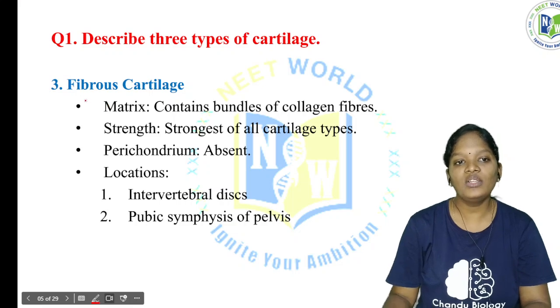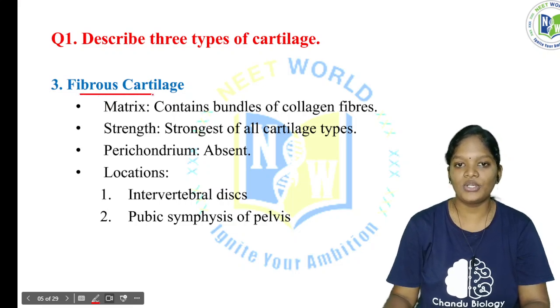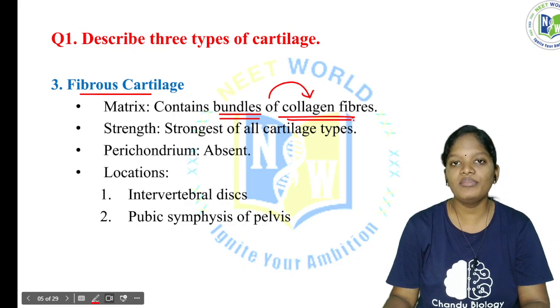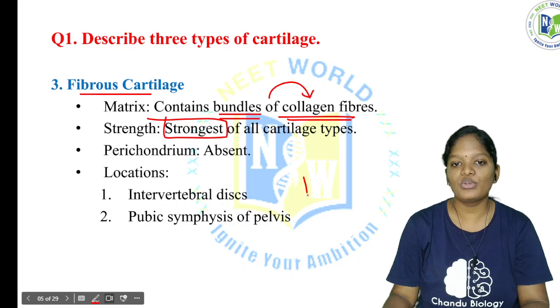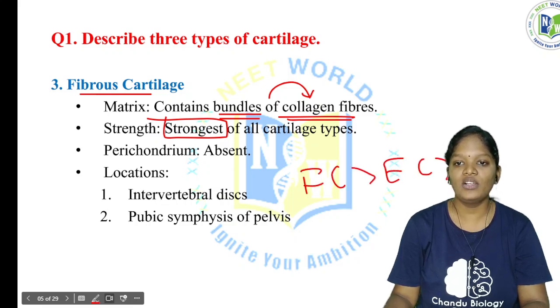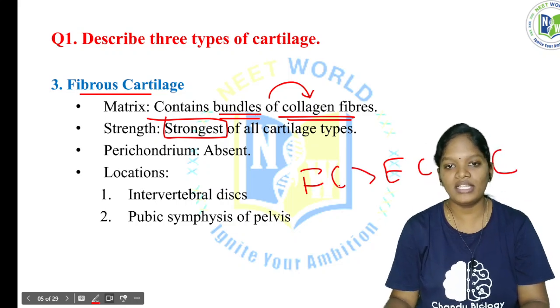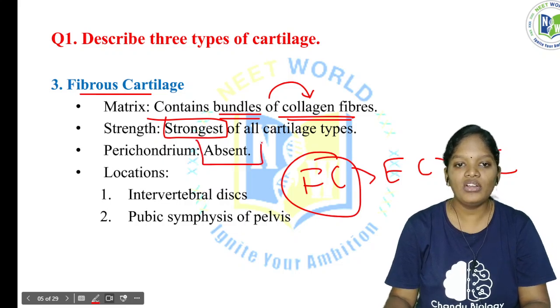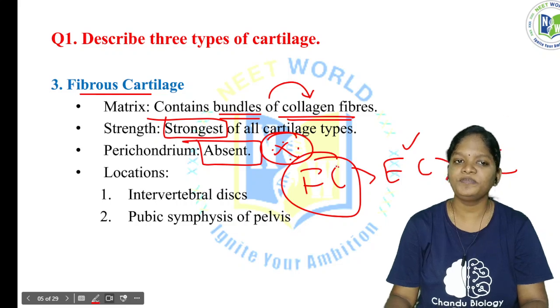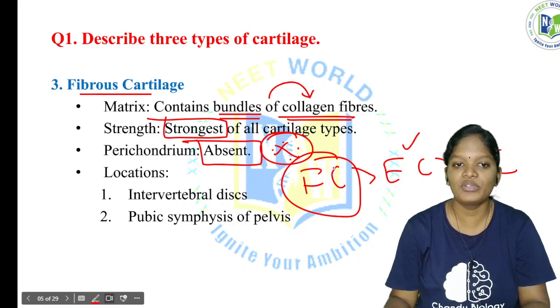And the third cartilage is the fibrous cartilage. Here they have bundles of collagen fibers. The collagen fibers will be in bundles, and the strength will be greater. So among fibrous cartilage, elastic cartilage and hyaline cartilage, fibrous cartilage is the strongest when compared to all these cartilages. And perichondrium will be absent here. It is present in the elastic and hyaline, but it is not present in the fibrous cartilage.